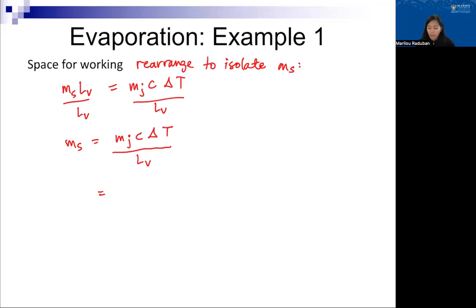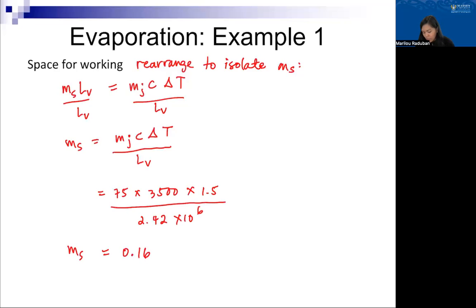And we actually know everything. So we can plug in the mass of the jogger times specific heat, 3,500, times the change in temperature divided by the latent heat of vaporization. Okay. Gives you a mass of 0.163 kilograms.